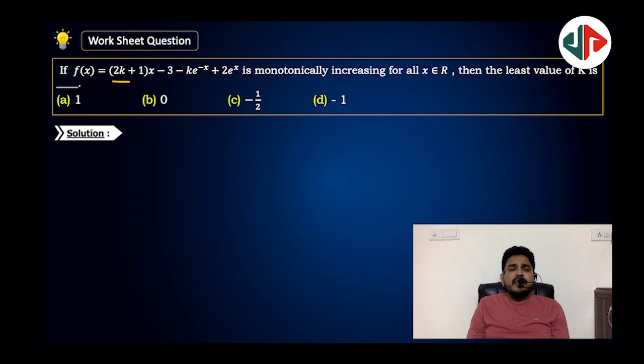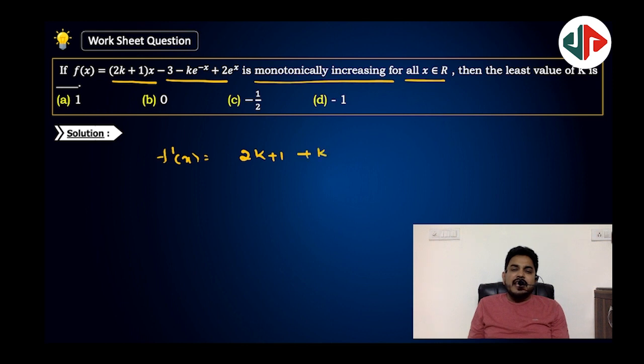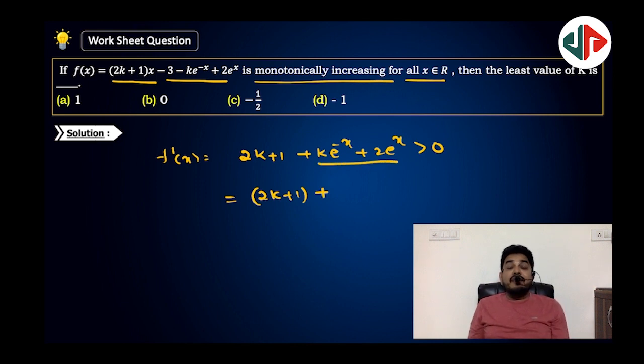f of x is equal to (2k plus 1) x plus k e power minus x minus 2 e power x, monotonically increasing for all x belonging to R, then find the least value of k. f dash of x is 2k plus 1 plus k e power minus x plus 2 e power x, which should be greater than 0 for every x belonging to R. Look here: e power x is always positive, and e power minus x is also always positive.